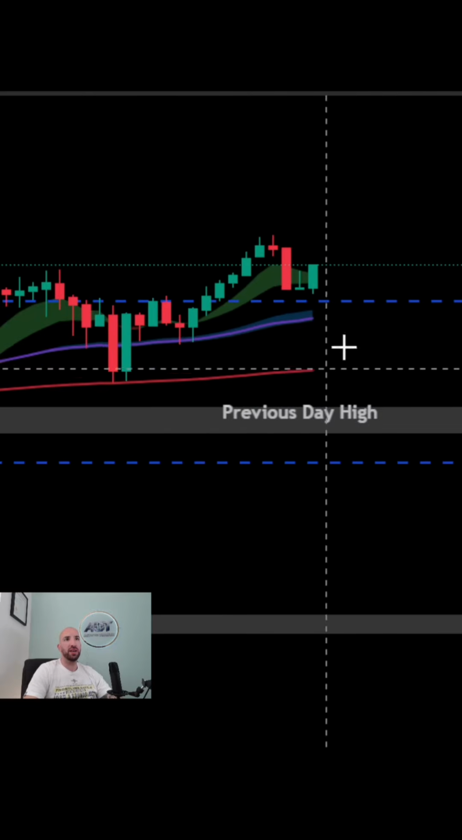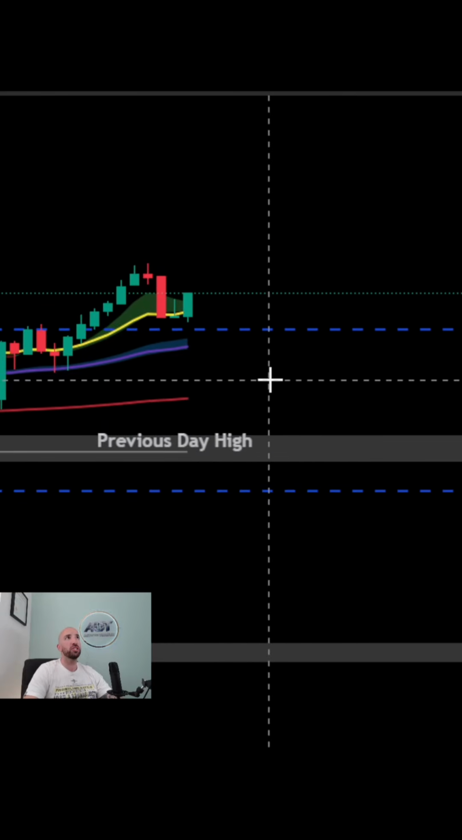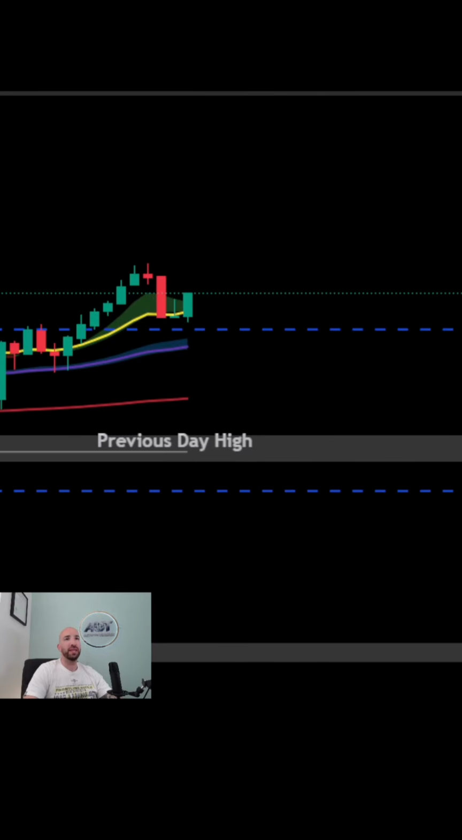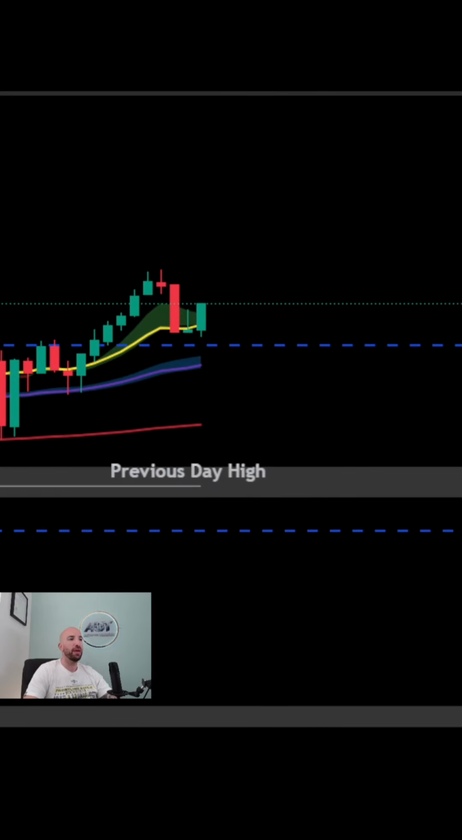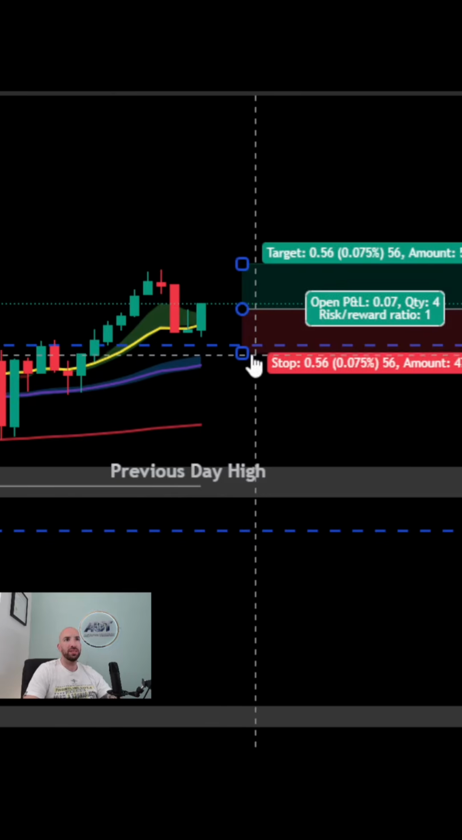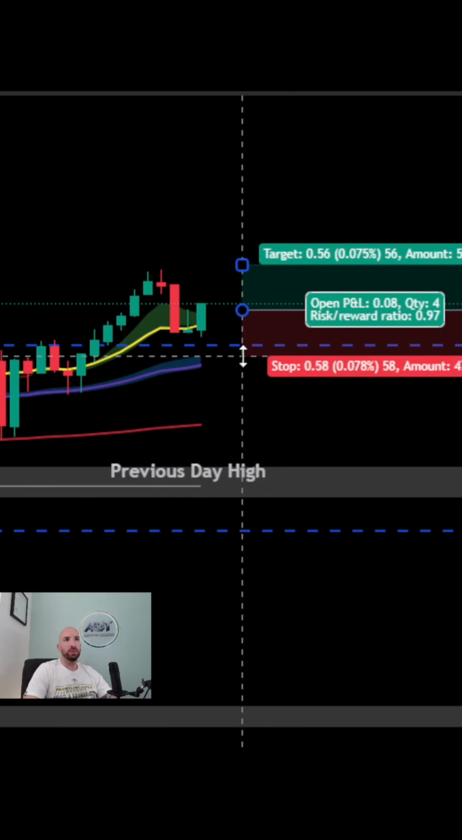And you can see here, I started averaging into my position at that 13 EMA. That yellow line right there near my pre-market high is my 13 EMA. And that's where I started getting long, okay? So as soon as we started dipping into this, I started risking the pre-market high level and that 13 EMA.